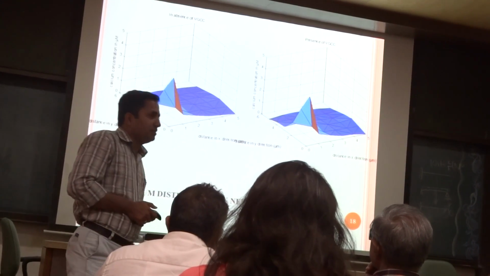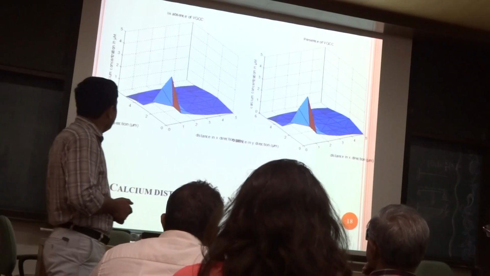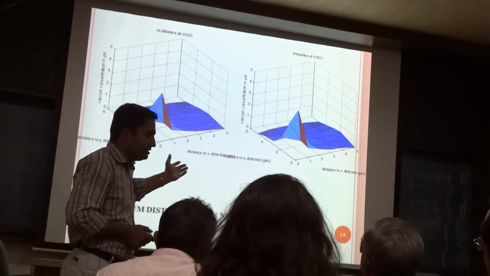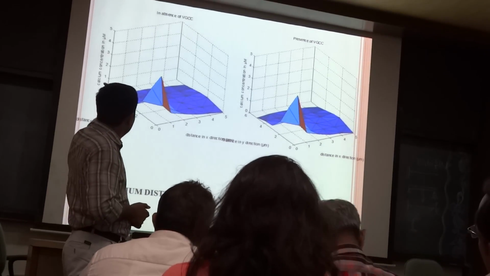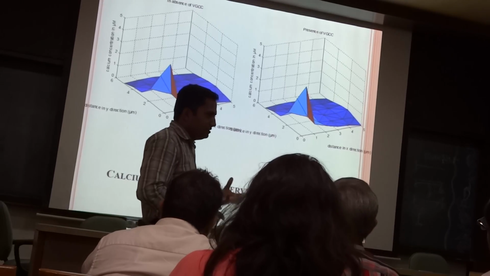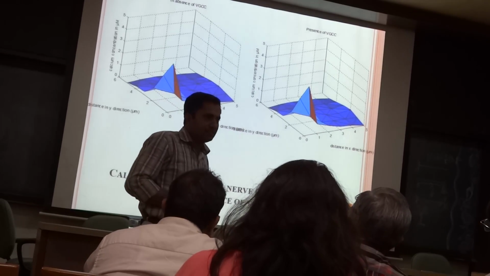This is the three-dimensional figure in the presence of the voltage gated channel. In the presence of voltage gated channels, we definitely see it goes higher and higher. Here I have taken more buffer, and that's why this effect is not seen as significant.